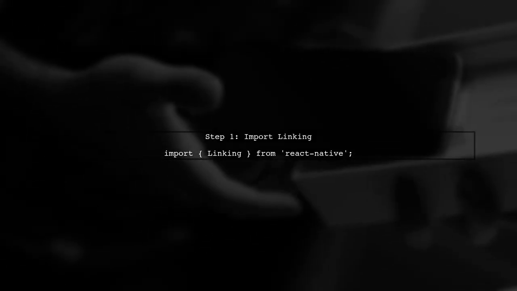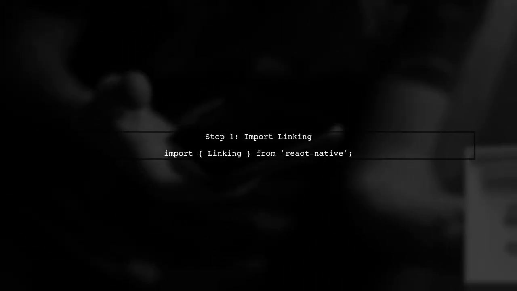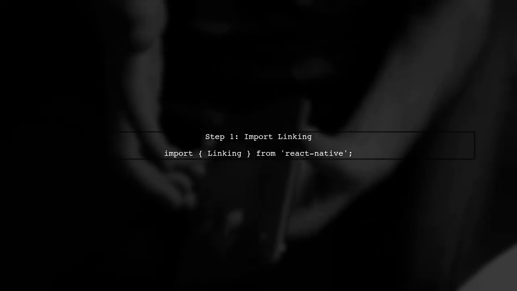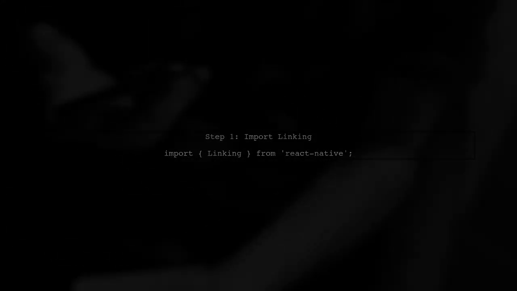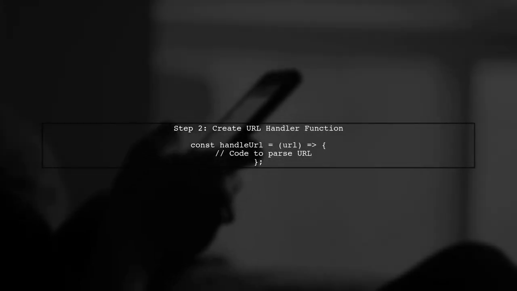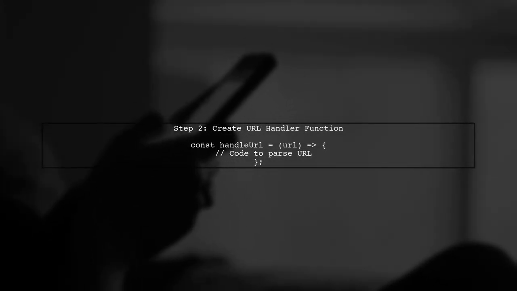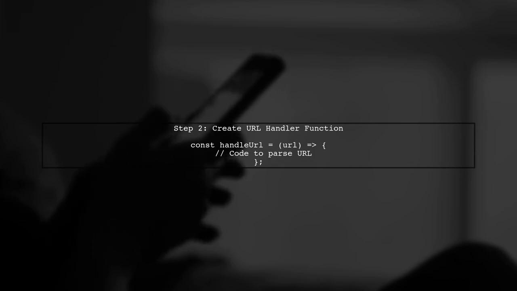To parse a URL and extract a query variable in React Native, we can use the linking API. First, ensure you import linking from React Native. Next, we will create a function to handle the incoming URL. This function will be triggered when the app receives a URL.